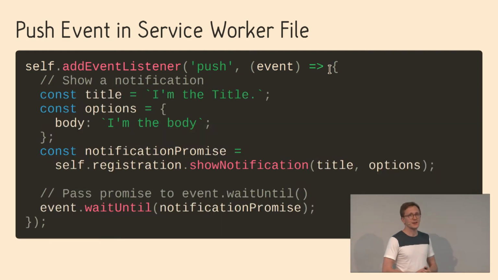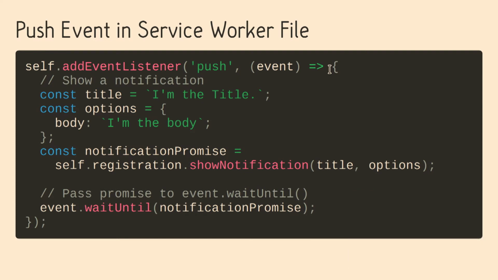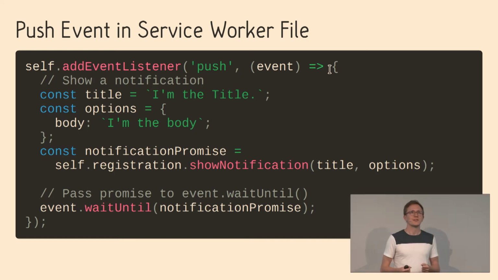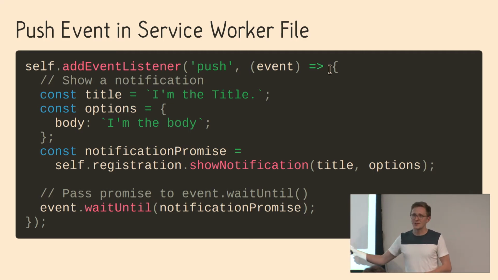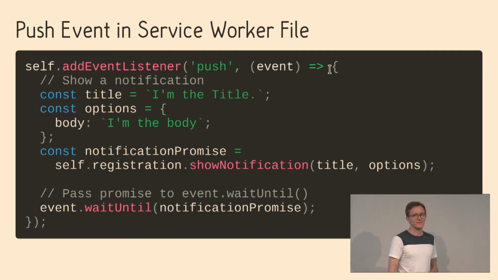So basic code for showing a notification, that's what this looks like. You create a title, options. We're going to look at a couple more in a bit. But the important bit is self.registration.showNotification. That will show the notification to the user, and it will return a promise. The one thing to bear in mind is you must return a promise into event.waitUntil that has finished or resolved after you've shown a notification, which in this case is obvious, it's the showNotification promise. That promise won't complete until we've shown it, but it's very, very easy to get wrong.